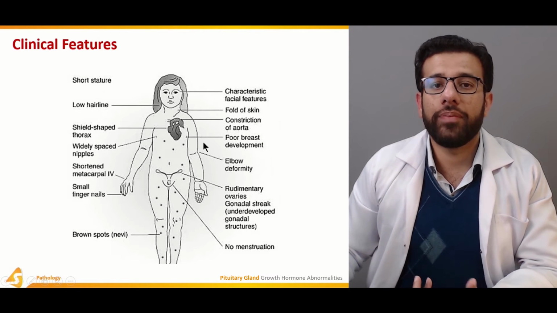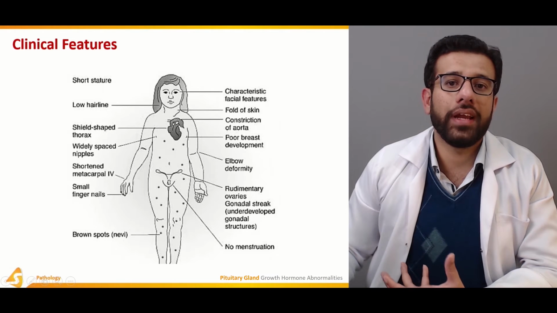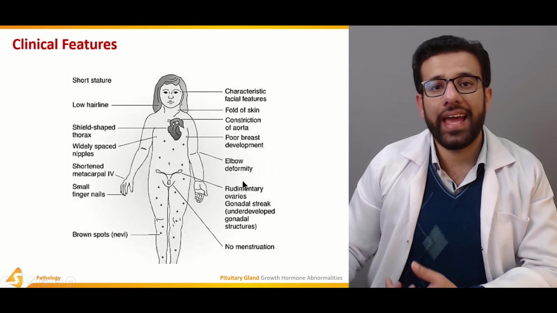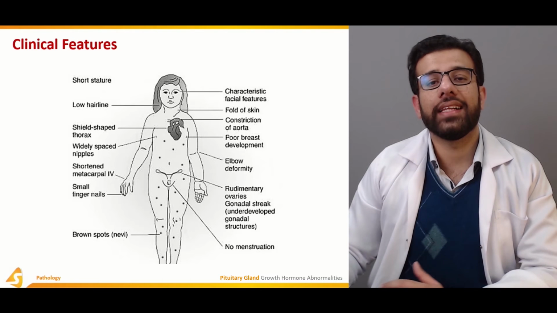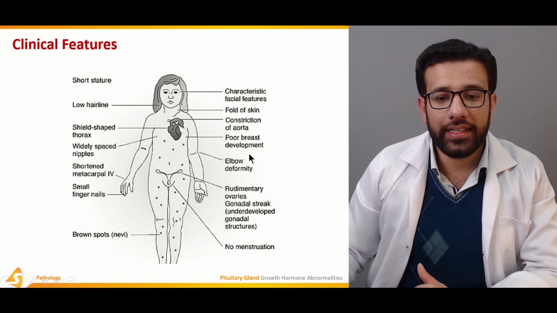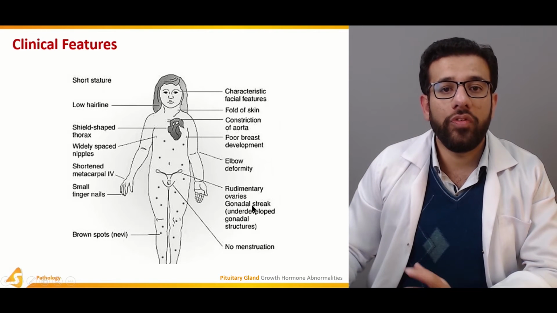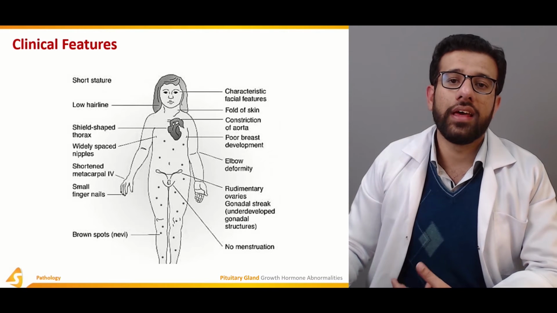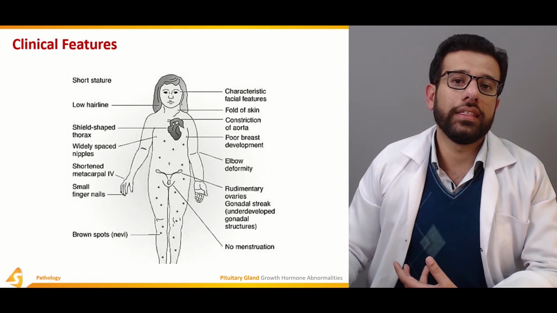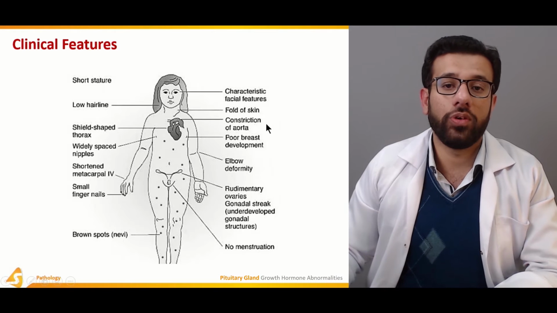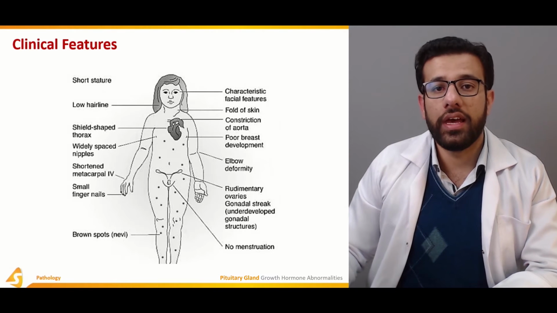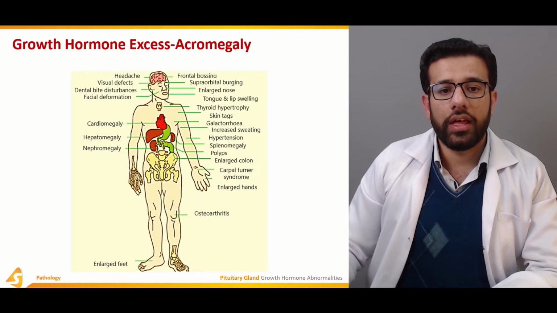Poor breast development, the breast does not develop to the appropriate size, and there is elbow deformity. The angle of the elbow, the carrying angle, is defective in this. The ovaries are also defective. There is amenorrhea, there are certain menstrual problems in this. Puberty is also delayed in patients of growth hormone deficiency or short stature.